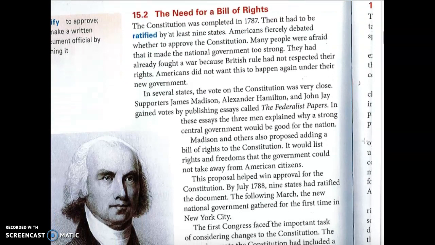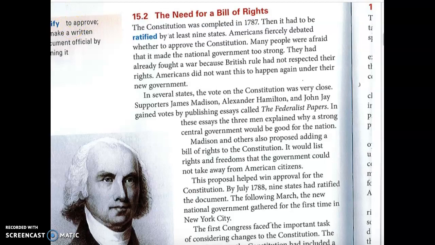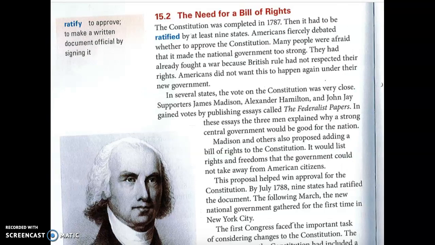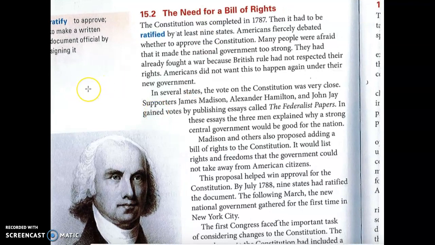The need for a Bill of Rights. The Constitution was completed in 1787. Then it had to be ratified by at least 9 states. To ratify means to approve, to make a written document official by signing it. This had to be done by at least 9 states.